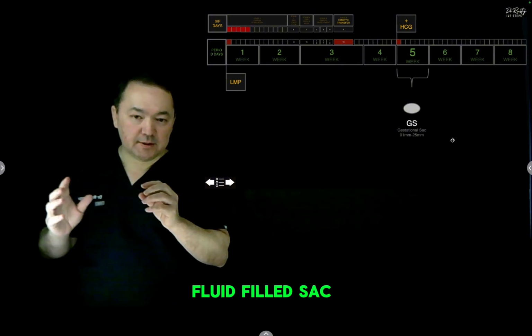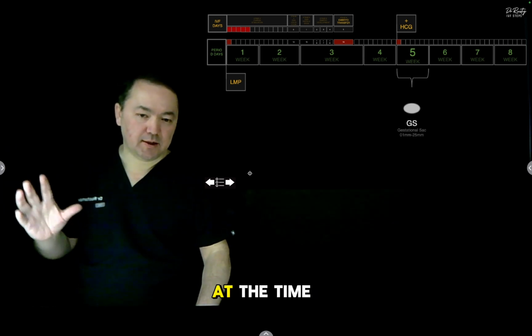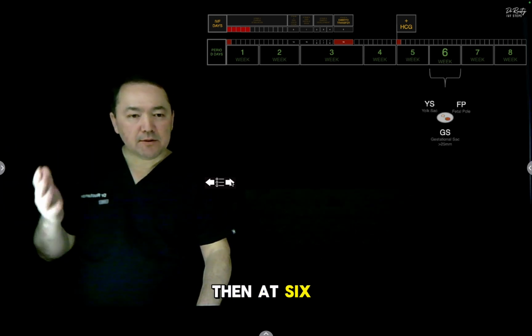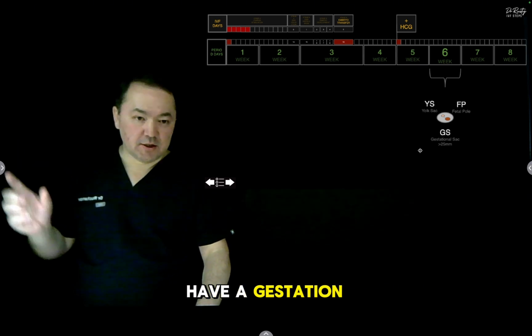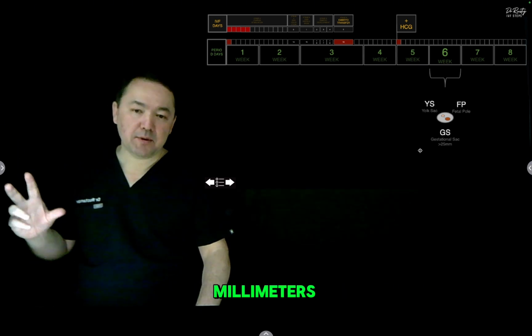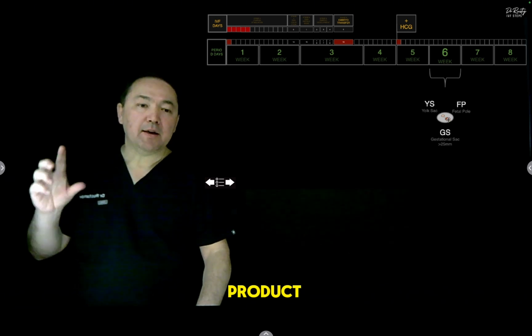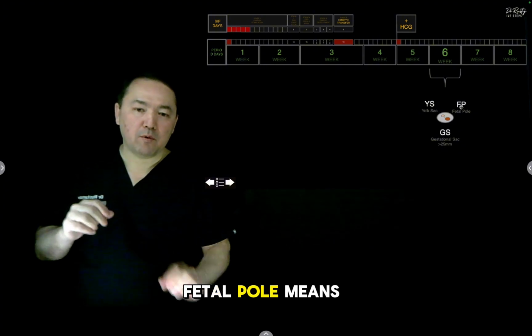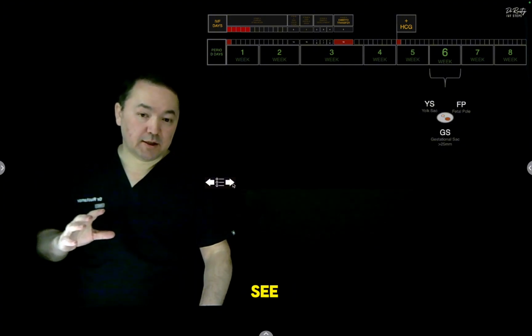You have a fluid-filled sac which should measure from 1 to 25 millimeters at the time. Then at 6 weeks of your gestation, you should have a gestational sac which should measure more than 25 millimeters, and should have a yolk sac which is a fetal product, and you should have a fetal pole. Fetal pole means actual baby, and at the time you may or may not be able to see the heartbeat.